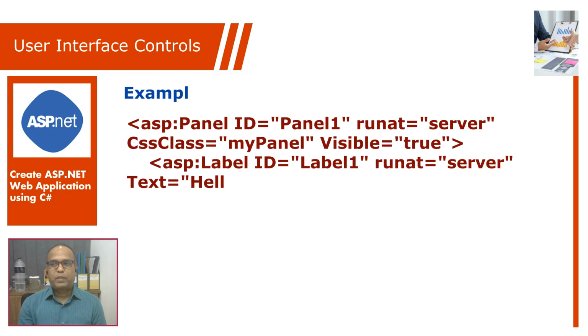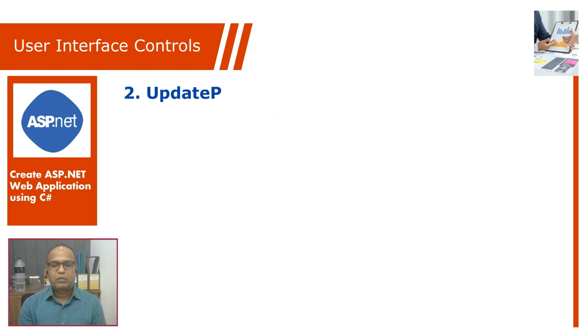Example number 2, update panel control. The update panel control is used to create asynchronous postbacks, allowing portions of a page to be updated without refreshing the entire page. This is commonly known as AJAX. This enables partial page updates using AJAX techniques, improving user experience by reducing full page refreshes.